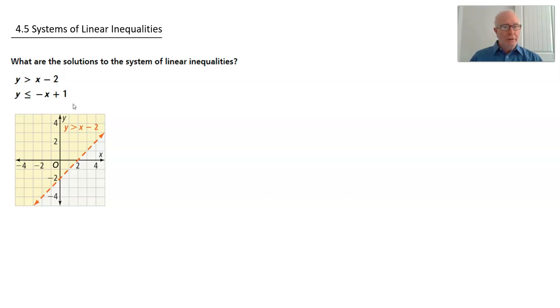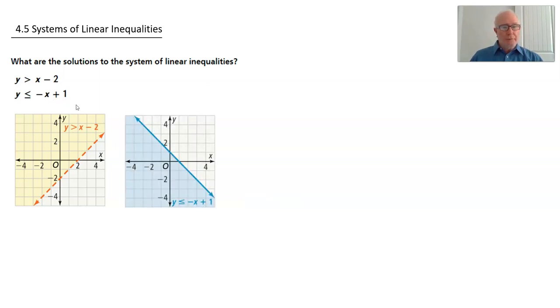For the bottom inequality, the y-intercept is 1 and the slope is negative 1, so we go down 1 over 1. That has an equals to, so that's a solid line. And less than shades below the line.